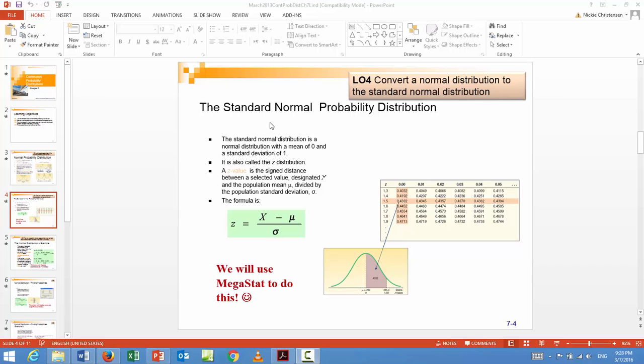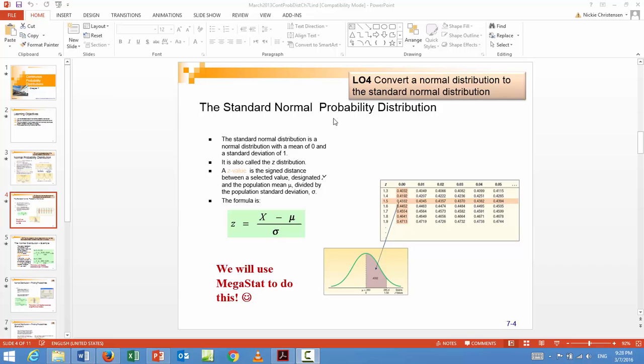So because of that, statisticians came up with what is called the standard normal probability distribution. Now, the standard normal probability distribution is a theoretical distribution. You won't find a pool of data in the real world that makes a standard normal distribution. Okay, it's a theory. You won't find it in the real world. You are expected to know that.